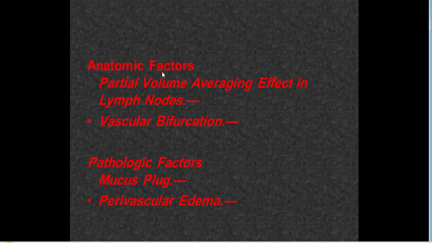Anatomic factors which give us pitfalls: partial volume effect, lymph nodes, vascular bifurcation. Pathologic factors which give us pitfalls during examination for pulmonary embolism: a pathologic factor like a mucus plug gives us a false positive impression of intraluminal filling defect of pulmonary embolism, and the perivascular edema.